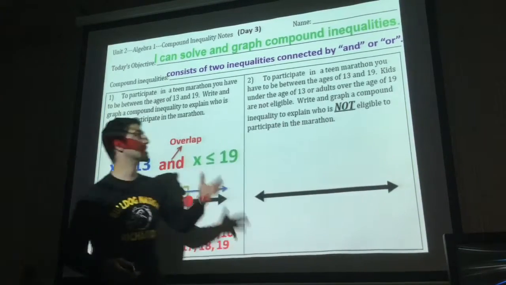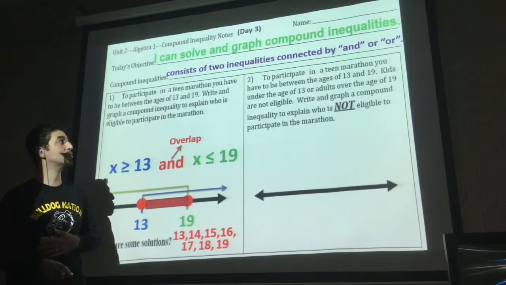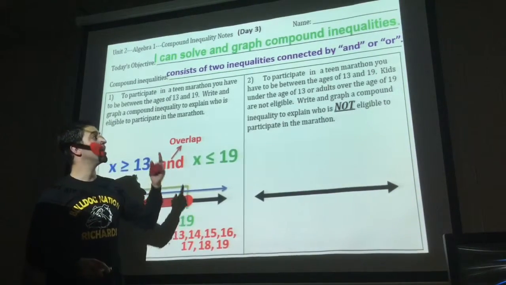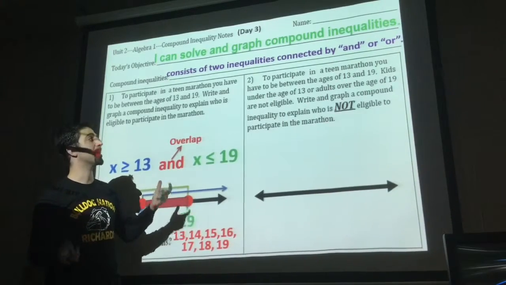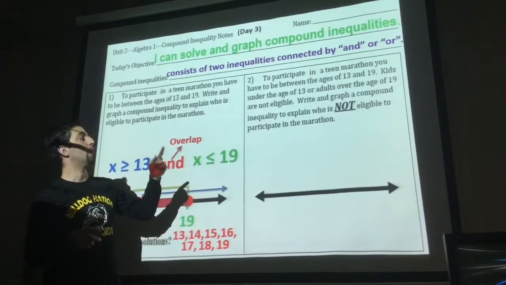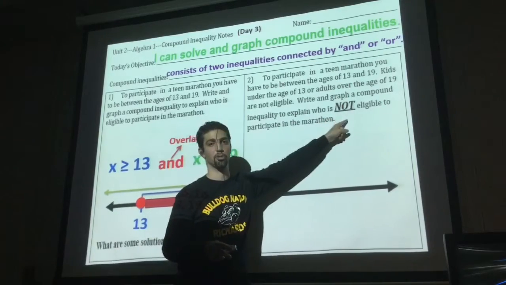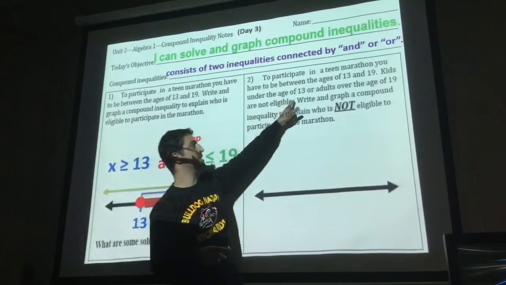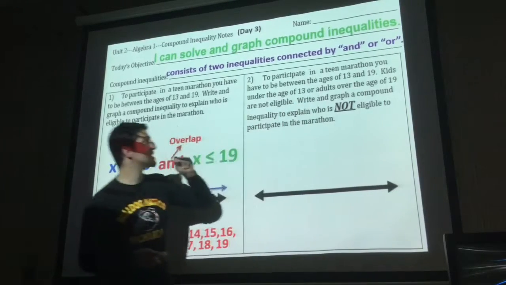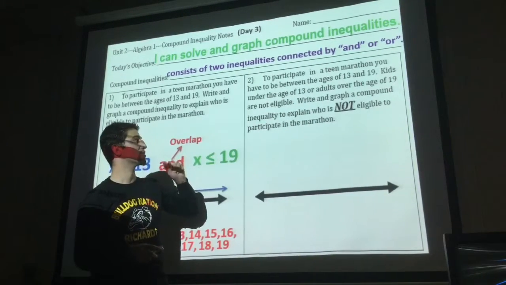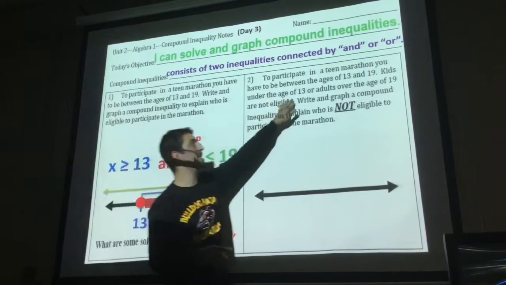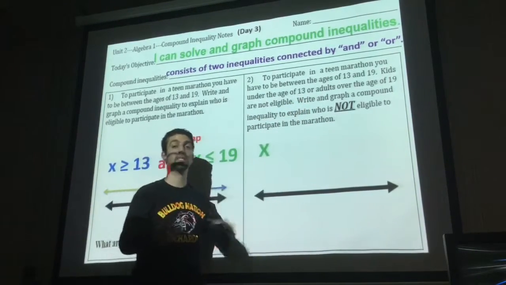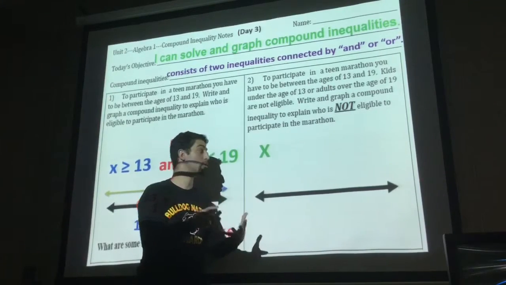Now for this one, this is the complete opposite. It says to participate in the teen marathon, you have to be between the ages of 13 and 19. That part's the same. The different thing is that we need to know who's not eligible. Who's not eligible are kids under the age of 13 and adults over the age of 19. Now it says kids that are under 13. We're not saying 13 and under, so that means we're not including 13.